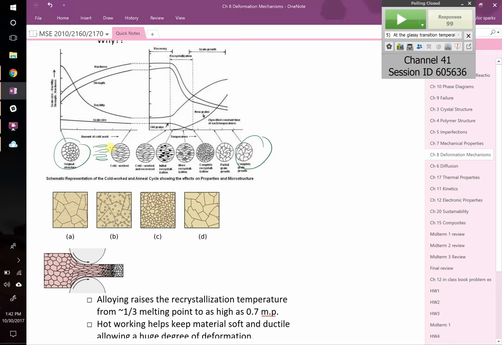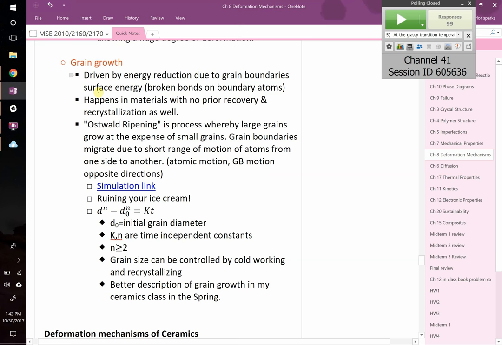Again, grain growth is driven by surface energy reduction, which Jaren figured out for us. The process by which it happens is called Ostwald ripening, named after the guy who came up with it. He basically said that the big get bigger and the small get smaller. It's a sad story about life, grain growth here, right?